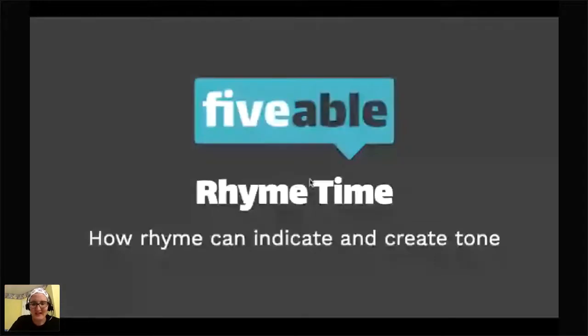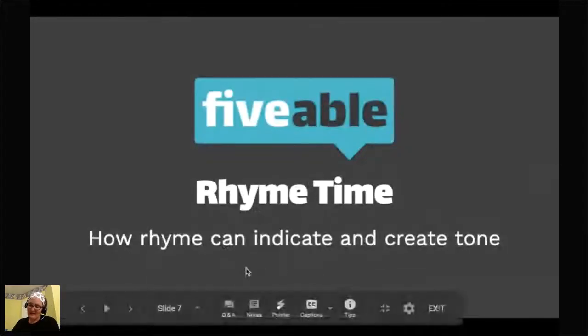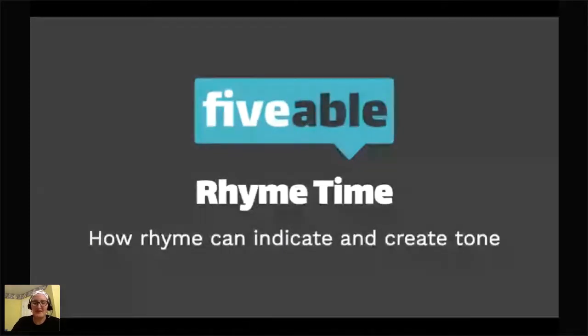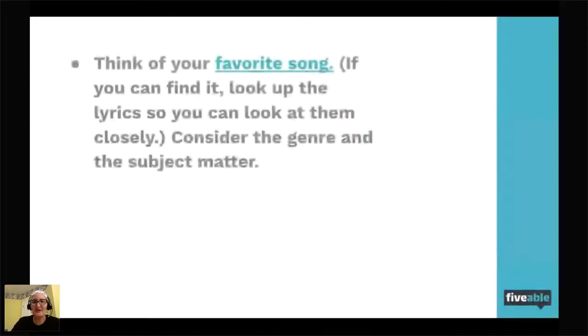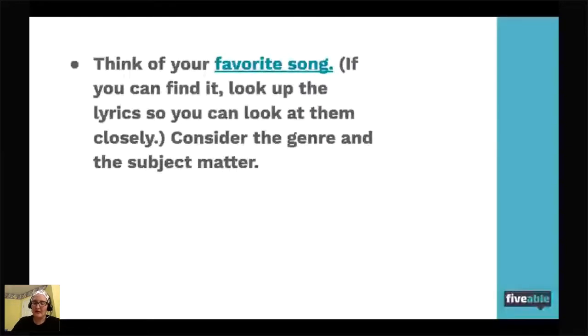All right, so let's talk a little bit about rhyme. So how rhyme can indicate and create tone. So I got some questions for you, you lovely people. I want you to think of your favorite song. If you don't have a favorite song, you have like a million of them, which I do too. When someone asks me anything with my favorite, I like freak out. I'm like, I have to choose? Just pick one. Just pick a favorite song that you have.